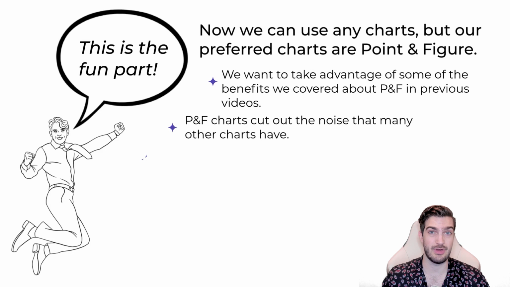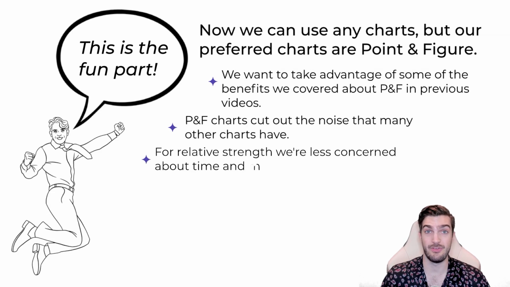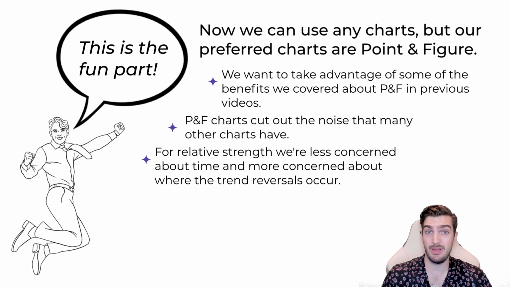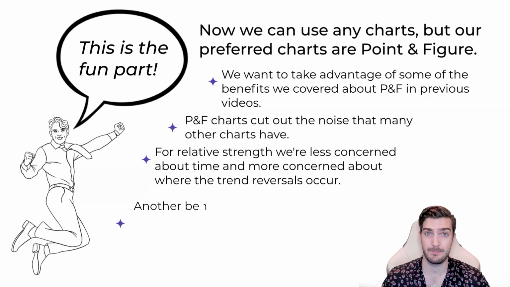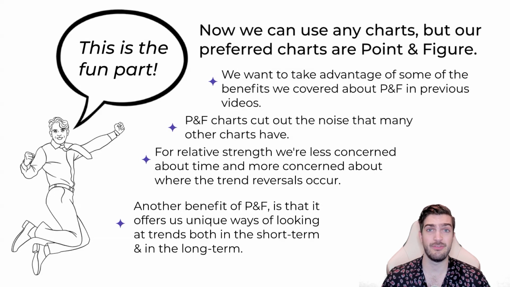When we're looking at relative strength charts, there very likely will be periods where very little or nothing happens at all, and we don't want to think about that, and we don't want our chart to be muddied by all of these periods of very little action. Instead, what we want to be able to focus on are the trends, where one security is improving or worsening compared to the other, and point and figure allows us to do that. Point and figure also offers us some very unique ways of looking at how performance between two securities is changing in the short term and in the long term.